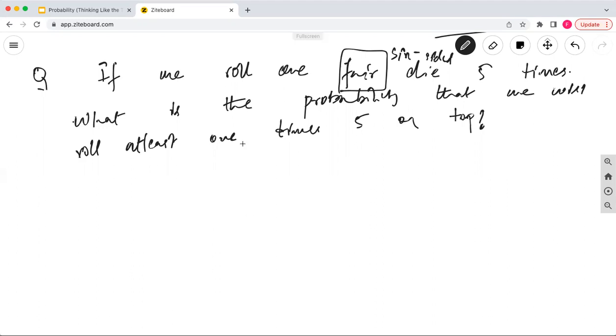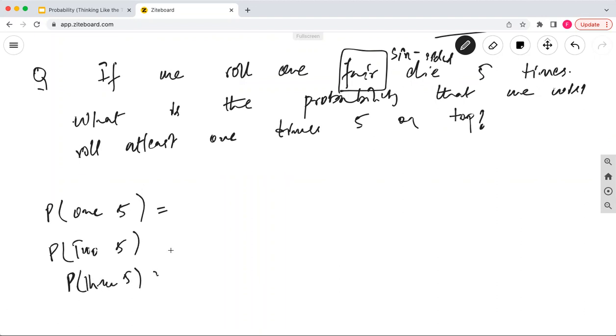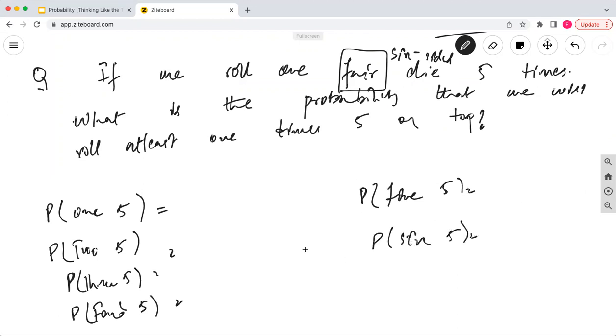Okay, so if I solve this with the conventional way, how can I do that? The probability of getting 1 time 5, the probability of getting 2 times 5, the probability of getting 3 times 5, the probability of getting 4 times 5, the probability of getting 5 times 5. I need to add all of these.